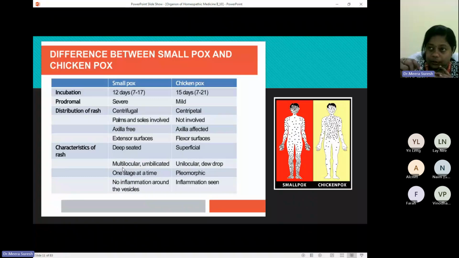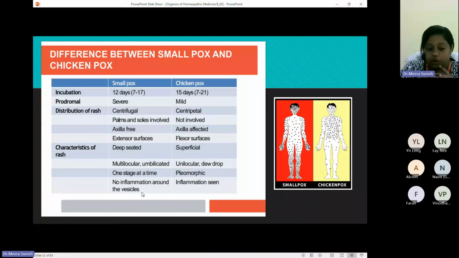That means if we see the rash in the vesicular stage mainly, there will be a pinpoint depression over the vesicle, and different multiple points also will be present. That's why it is called multilocular. But in case of chickenpox, it will be unilocular, more like a dewdrop. In smallpox it is one stage at a time, but in chickenpox, it will be pleomorphic. All the stages, or 2 or 3 stages, we could see together.